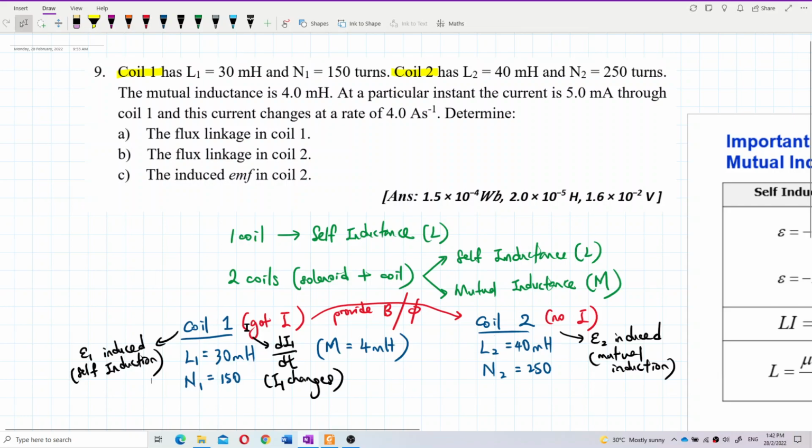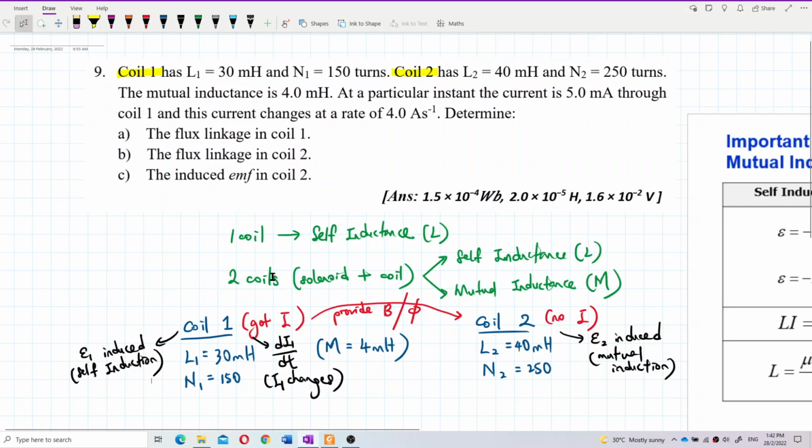Understand? Where do the current changes happen? Current changes happen in coil 1. Because current changes in coil 1, EMF is induced in coil 1 through self-induction. And also because of the change of current in coil 1, EMF is induced in coil 2 through mutual induction.